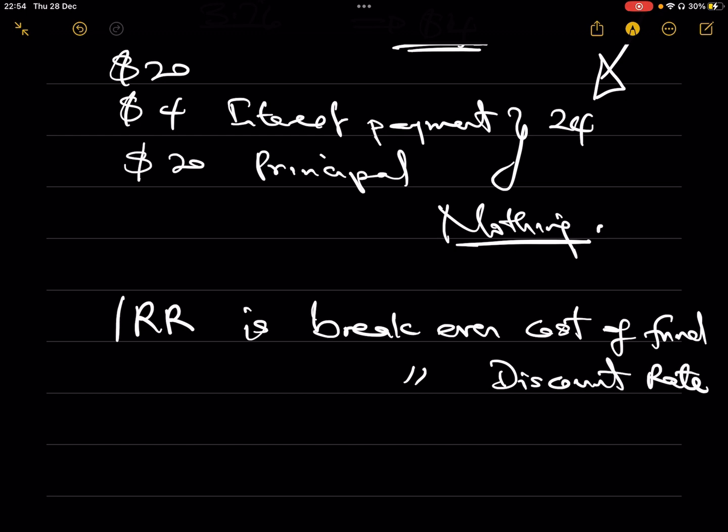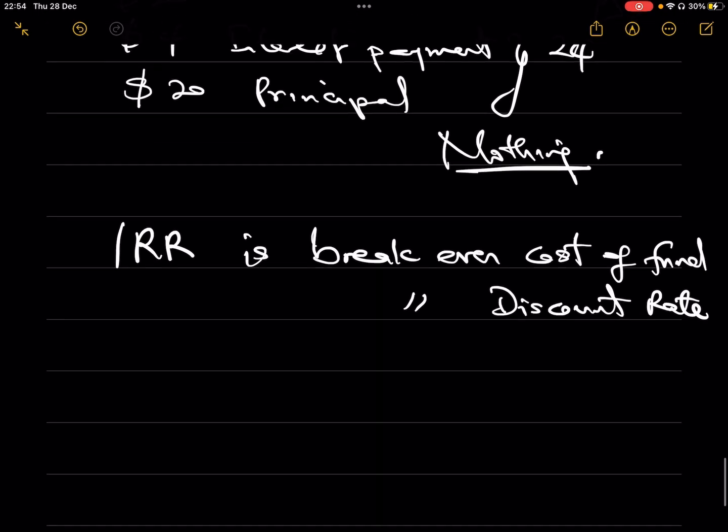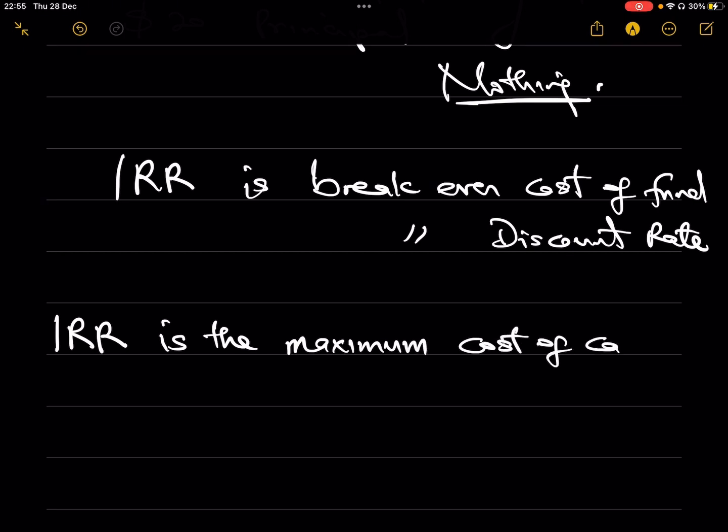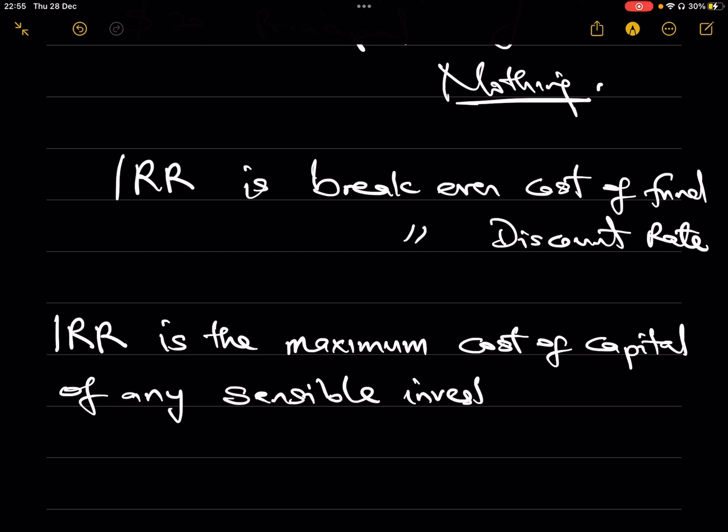And the best way I like to put it, you probably have not seen this in any text before, is that IRR is the maximum cost of capital of any sensible investment. Sensible in what way? In optimal way, in a profitable way.